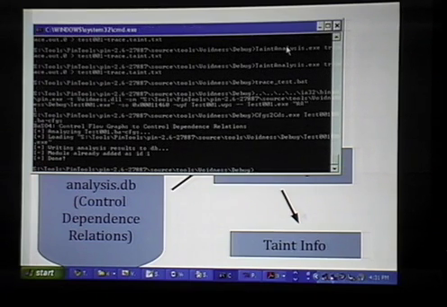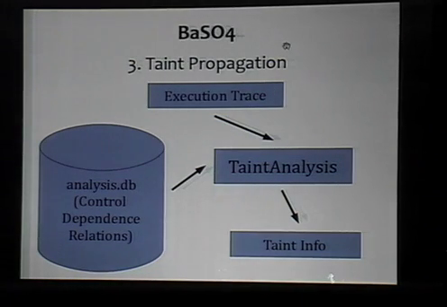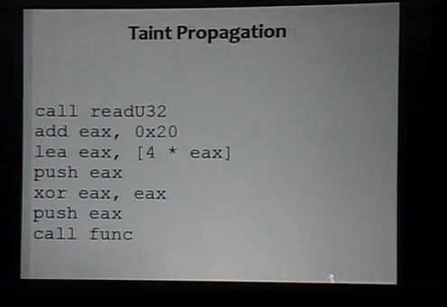Okay. Oh yeah, it's already in the database. So we have that done. Now the taint propagation that I keep talking about takes the execution trace and the control dependence relations that we saw, and walks over the entire trace and calculates the flow of the data and writes out this taint info.